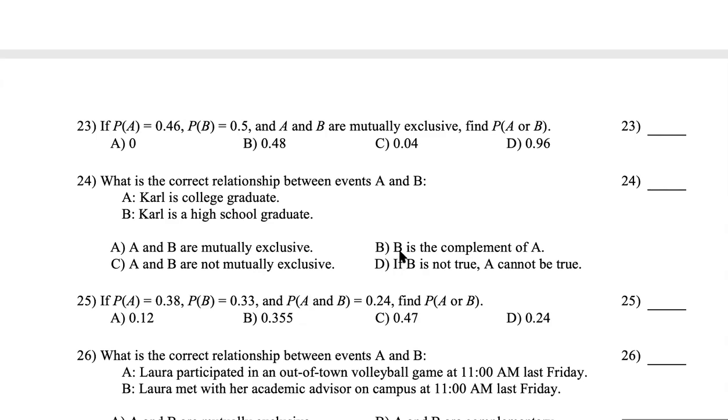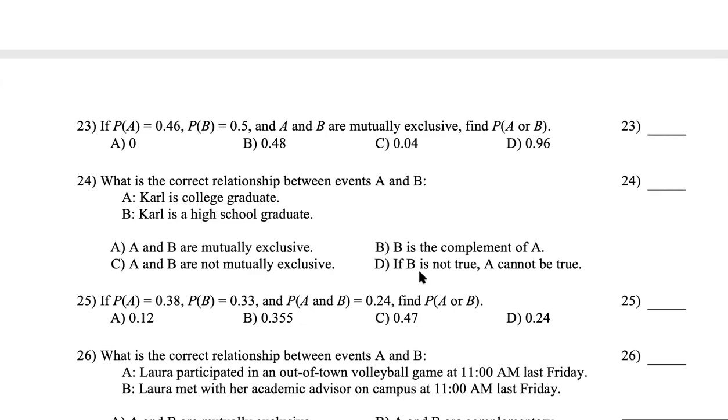B is the complementary of A, so that means they are opposite. Not really, right? What's the complementary of A? Carl is a college graduate. What's the complementary statement? It should be Carl is not a college graduate, right?